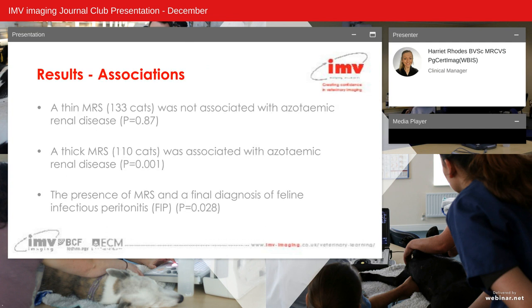From the results, the initial associations that can be made are that a thin medullary rim sign, which was found in 133 cats, did not appear to be associated with azotemic renal disease. A thick medullary rim sign, which was identified in 110 cats, appeared to be associated with azotemic renal disease, and there appeared to be an association between the presence of a medullary rim sign and the final diagnosis of feline infectious peritonitis.